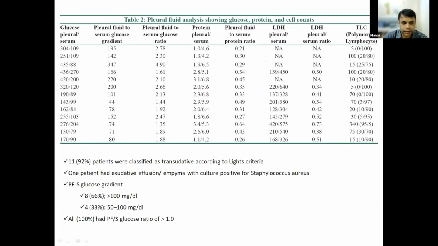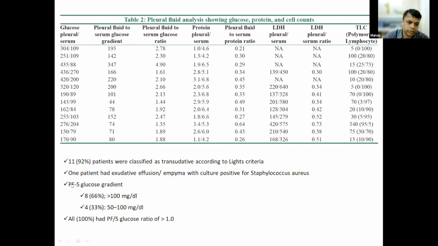So in our case series, out of our 12 patients, 11 patients were classified as transudative according to Light's criteria. Only 1 patient had classical empyema features, and he was also culture positive. So probably it is a secondary infection, either spontaneous or iatrogenic. As it is a retrospective case series, we could not find out the exact cause.